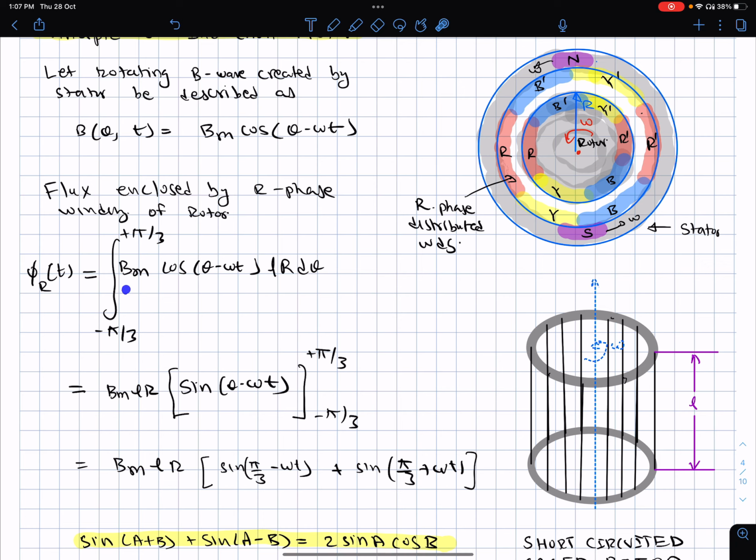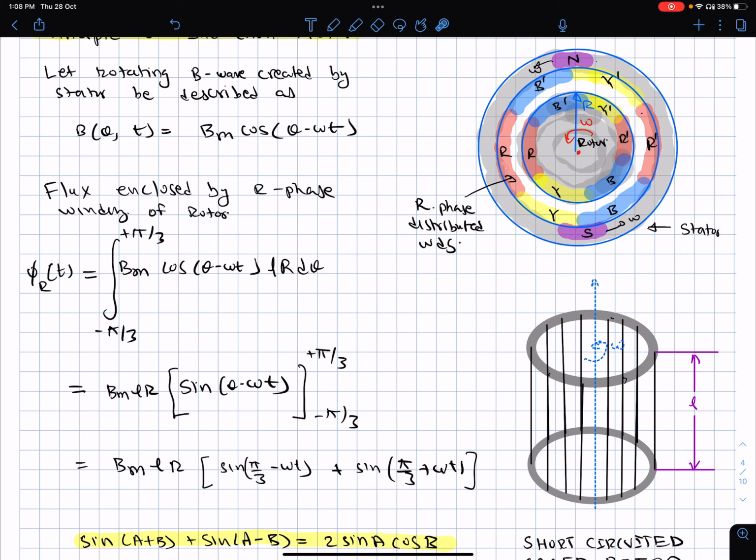And so Bm cos(theta minus omega t) L r d theta has to be integrated, and since I have used all the 360 degrees, the spread of each of these three windings is 360 by 3, which makes it 120 degrees. So the first one, because this is my reference axis, for the RR dash, I should go from minus 60 degrees to plus 60 degrees, making it a 120 degree spread.